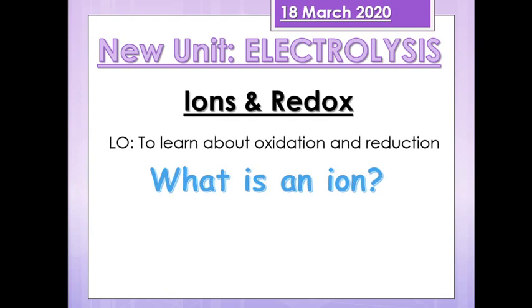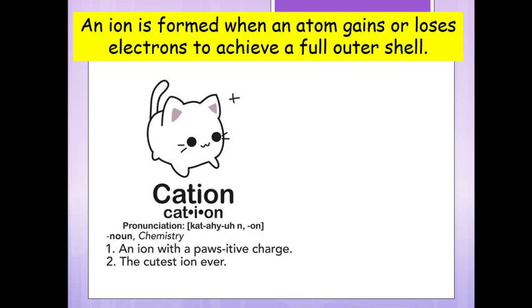Last lesson we defined an ion as being formed when atoms gain or lose electrons to achieve full outer shells. And you can give a special name to these two different ions. There is a cation, which you get when a metal loses an electron, or you can get what we call an anion for when a non-metal gains an electron.